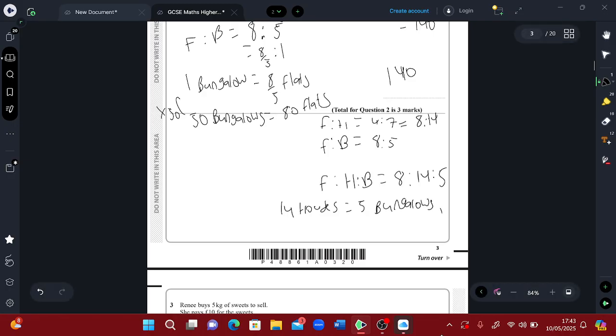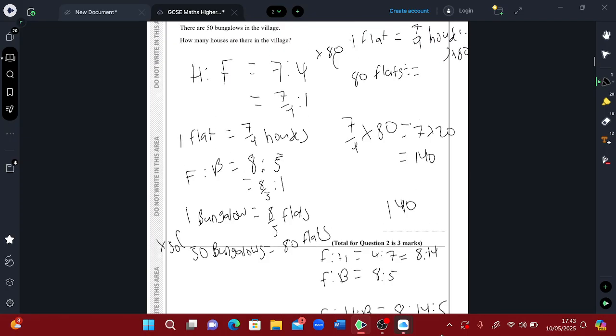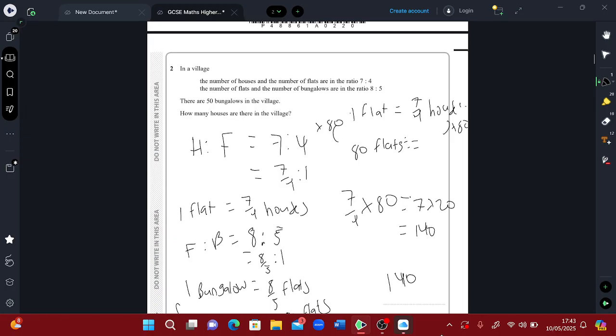And actually, it says there are 50 bungalows. Yes. So again, you want to times by 10 to get 5 times 10 to 50. And we're going to times this by 10. 140 houses. Okay. And actually, I think I prefer this. I think I might explain using this. This is a long-winded way, but it breaks it down. If you're struggling, this is how you'd break it down, right? Line by line.